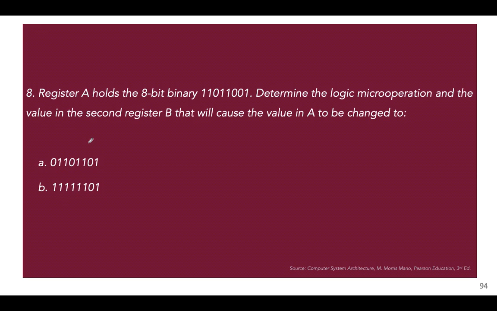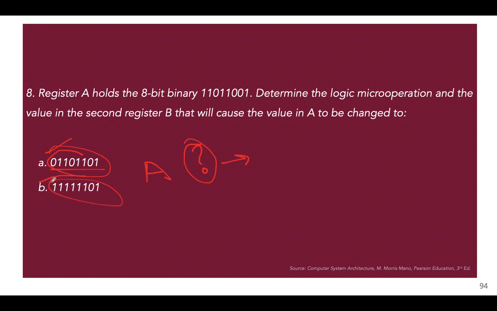Now, register A holds the 8-bit binary 110110001. Determine the logic microoperation and the value in the second register B that will cause the value in A to be changed to this and to this. Now, in this question, you need to employ some educated guessing, because we have been given A and B is a question mark, so that C becomes this. So we need to do A and then some operation with B on it, which gives us this number, and then it gives us this number. Two separate times we have to do this.